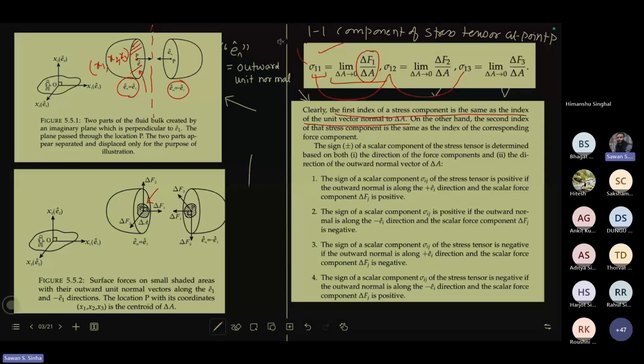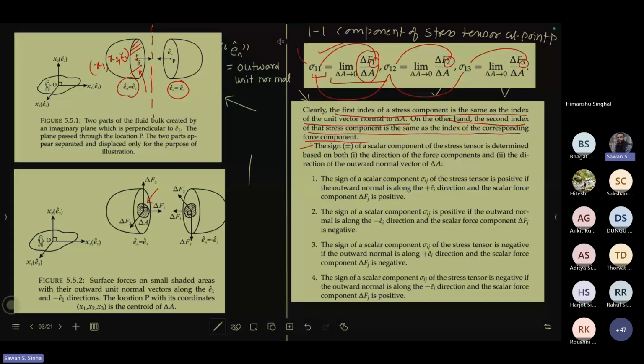On the other hand, the second index of the stress component is the same as the index of the corresponding force component. This index. So this is going and sitting here. Second index is about the force direction. First index is about the unit vector, which is perpendicular to the surface with which you separated the bulk into two halves. Convention, this is how it is defined.